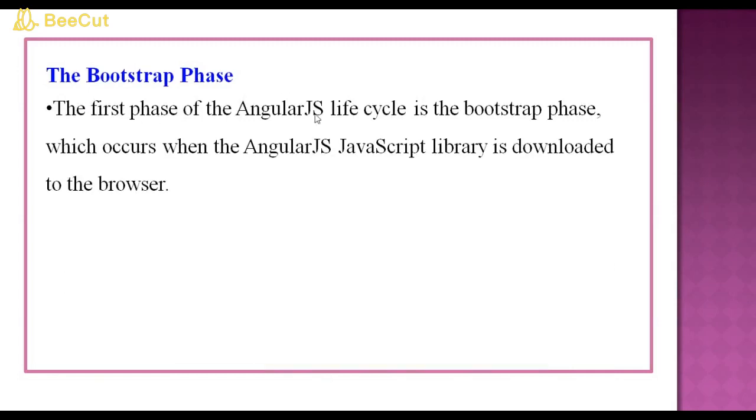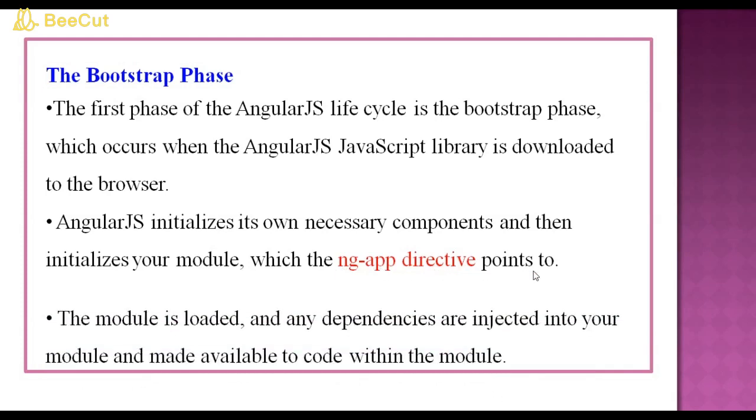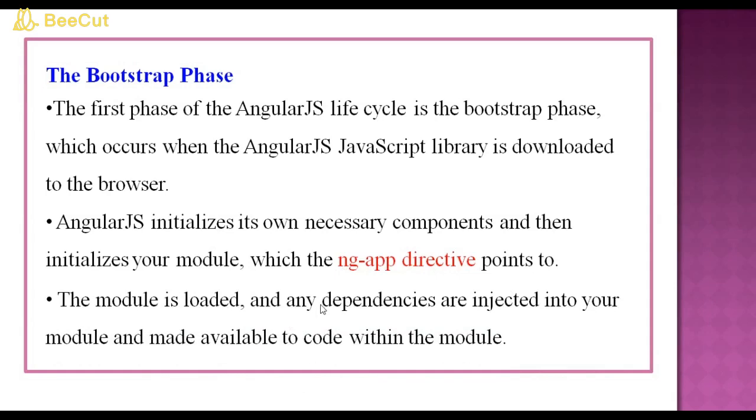The Bootstrap Phase. The first phase of the AngularJS Life Cycle is the Bootstrap Phase, which occurs when the AngularJS JavaScript library is downloaded to the browser. AngularJS initializes its own necessary components and then initializes your module, which the ng-app directive points to. The module is loaded and any dependencies are injected into your module and made available to code within the module.